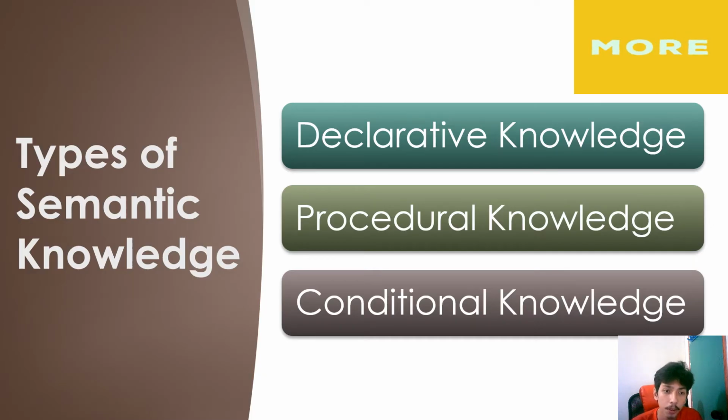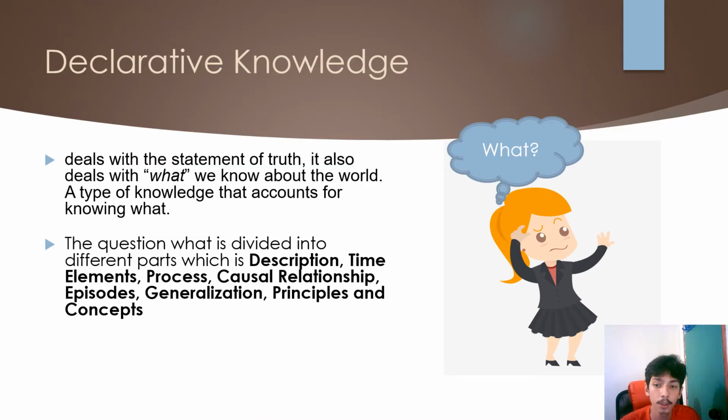So as we know, semantic knowledge is the knowledge that we acquire from associations and organizations. It is divided into three parts, which are the declarative knowledge, procedural knowledge, and the conditional knowledge. So the first thing under the semantic knowledge is declarative knowledge. It deals with the statement of the truth. It also answers the question what.